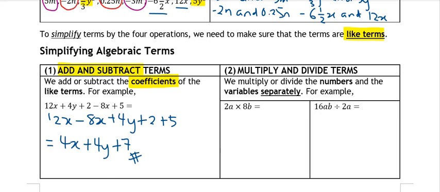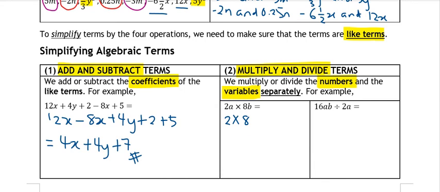For multiplying and dividing terms, you have to multiply the numbers and the variables separately. So what do I mean by that is that when you see, for example here, 2a times 8b, it means that you have to multiply the numbers together. So 2 times 8, because here 2a is 2 times a, right? So basically everything is 2 times a times 8 times b. So you have to multiply the numbers and variables separately here.